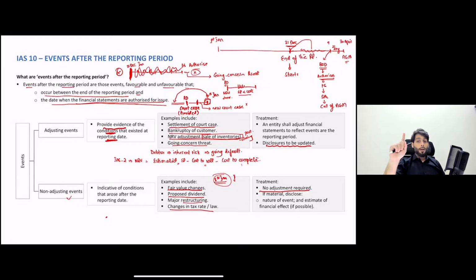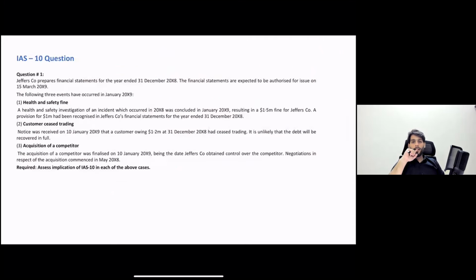Now, remember, I always say practice makes a man perfect, and women even more perfect. All right. So let's have a small practice question of IAS 10. So now let's look at this past paper question. Very interesting question, and we are going to briefly discuss it.